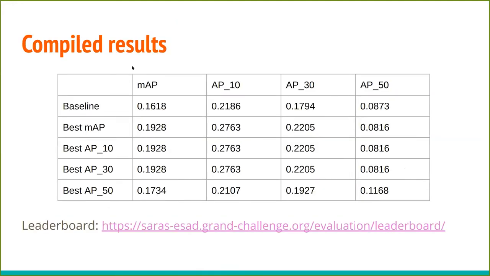So if we compile these results, the mean average precision for the baseline is 0.16, and average precision at 0.1 threshold is 0.21. And average precision at 0.3 is 0.17, and as we increase the IOU threshold, the average precision value goes down, and that is obvious because it has to be more accurate on detection and localization tasks.